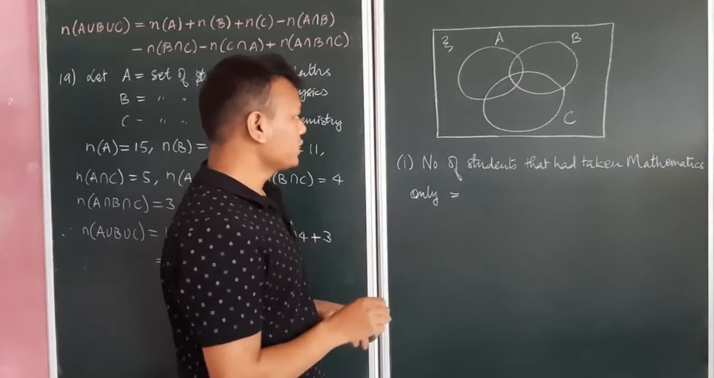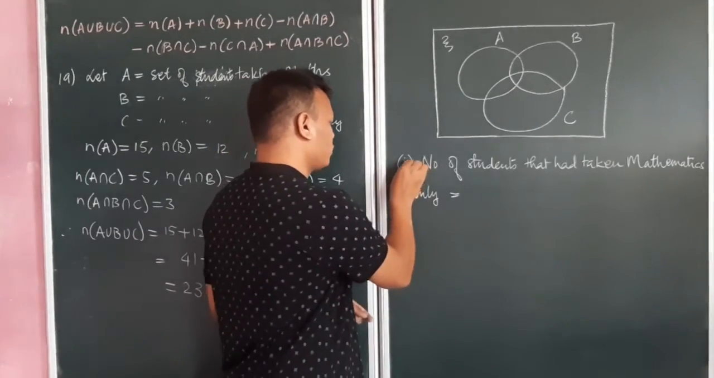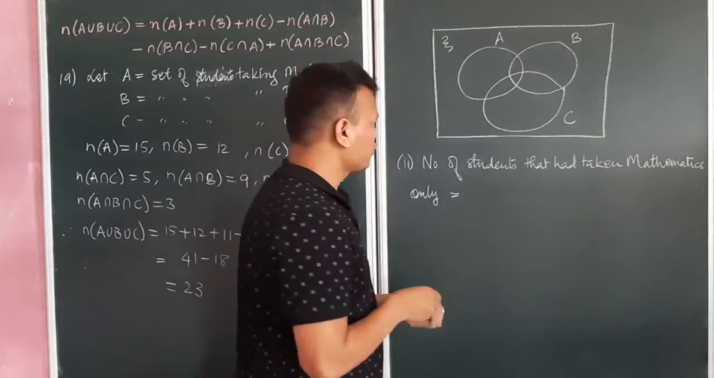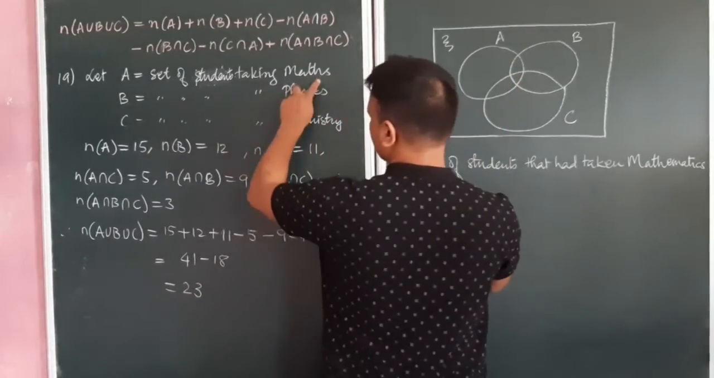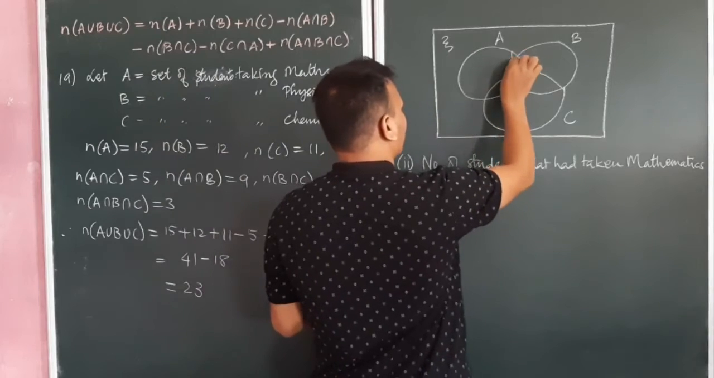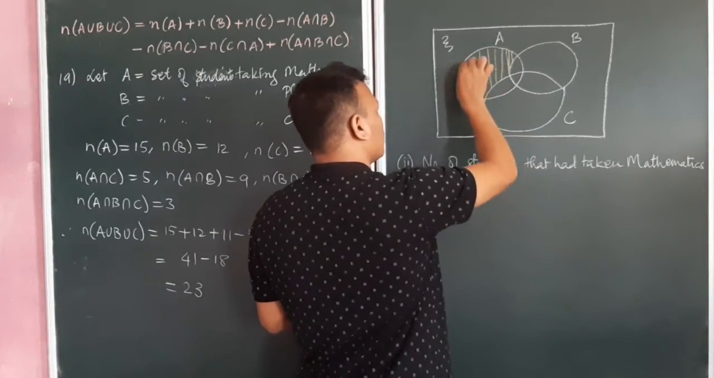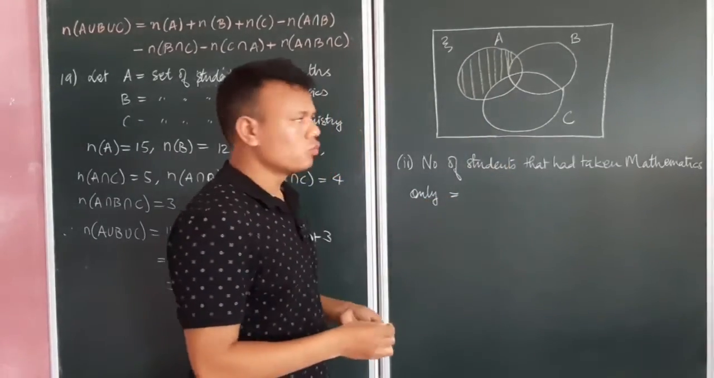Now next we have to find this number 2, the number of students who had taken mathematics only. This is also a similar case. Mathematics means we have to go to set A. So we basically have to find the number of people belonging to this shaded portion, right? So the rule is the same.